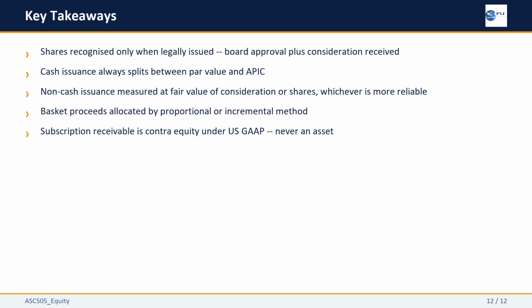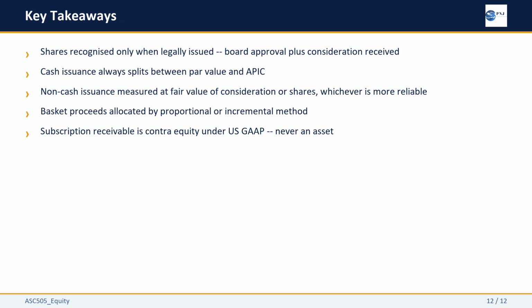Let us recap. Shares are only recognized when legally issued. That requires both board approval and receipt of consideration. Every cash issuance splits proceeds between common stock at par value and additional paid-in capital. Non-cash issuances are measured at the fair value of what you received, or the fair value of the shares if the consideration is not reliably measurable.